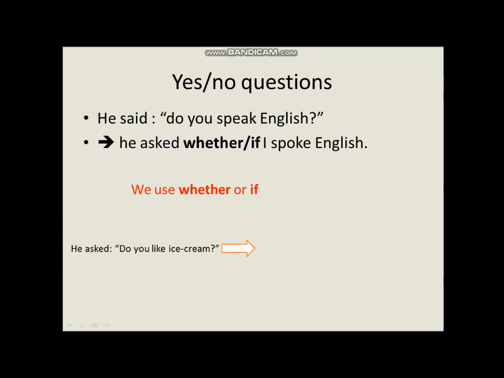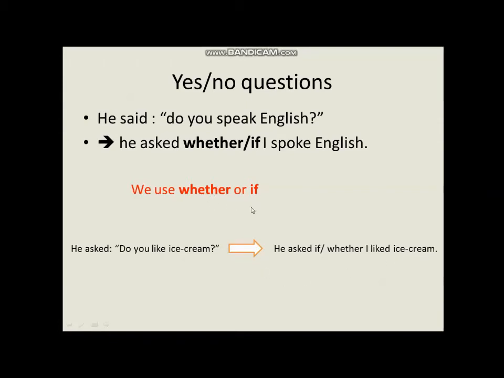So let's take an example. He asked me, do you like ice cream? Do you like ice cream? I can say yes, I do like ice cream, or no, I don't like ice cream. So in order to report this question, I can say, he asked me if or whether I liked ice cream.